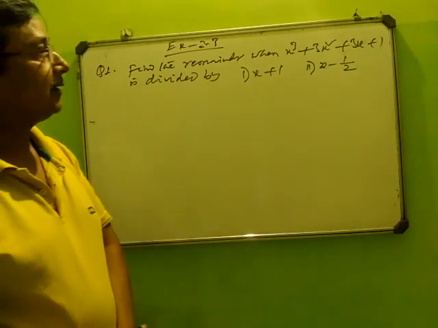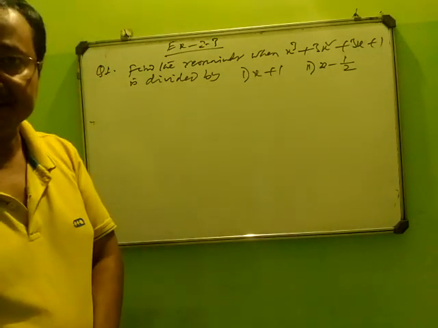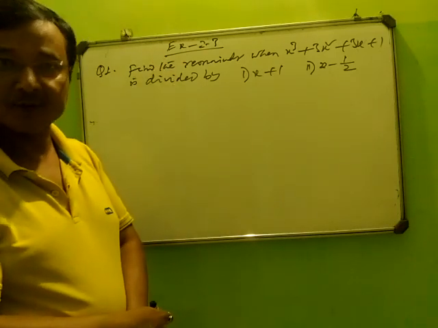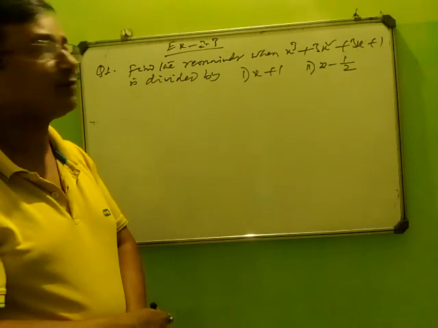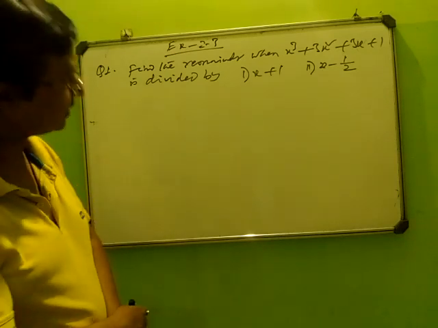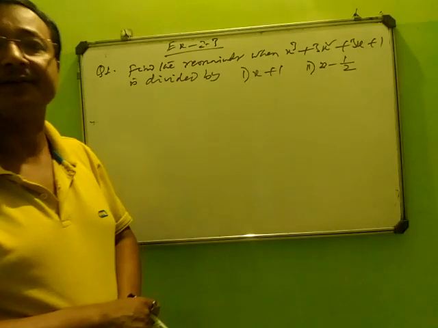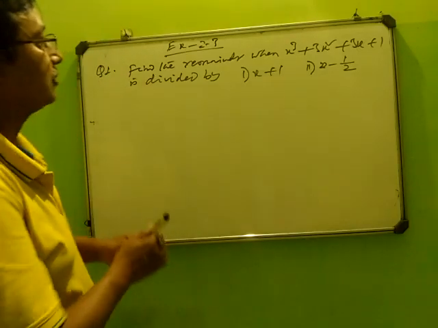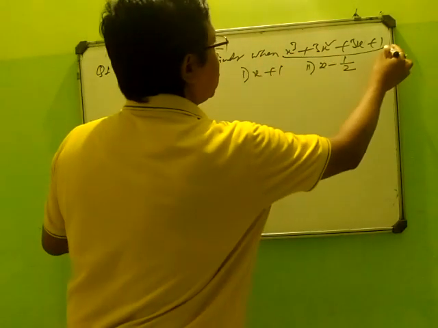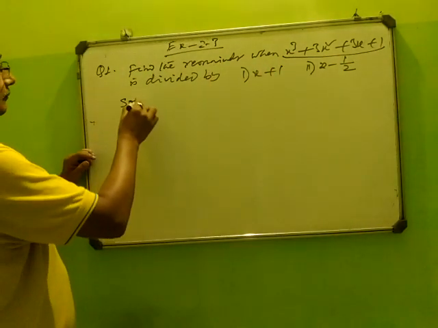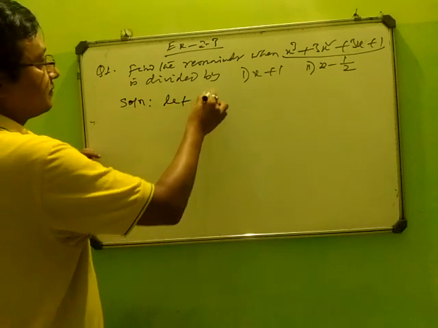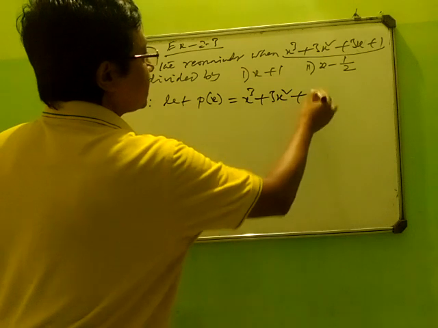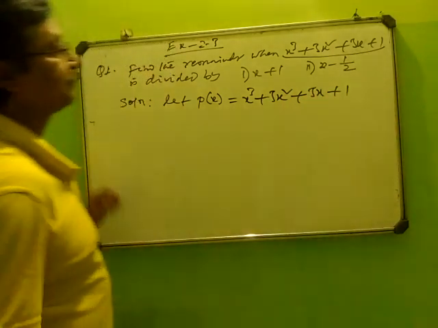So here you are going to use the remainder theorem. If they tell you to find the division by the long division process or by the division algorithm, that time you are going to use the long division process. But now as they have told to find the remainder, that means you are going to use the remainder theorem. So let us name this polynomial. Let P of x equal x cubed plus 3x squared plus 3x plus 1.